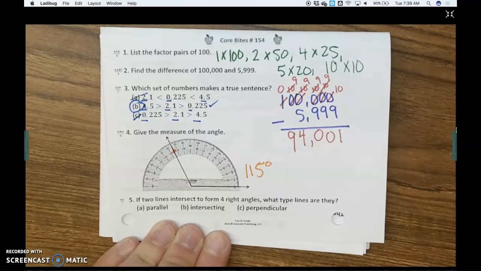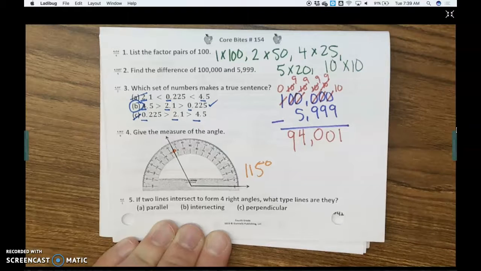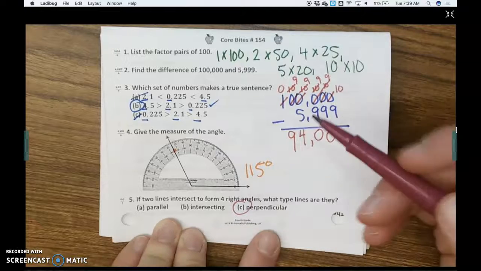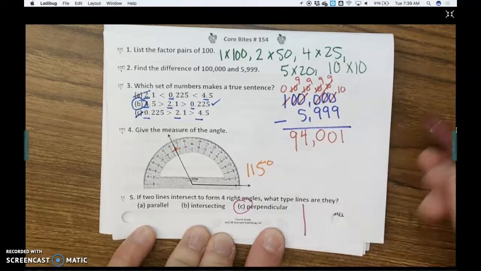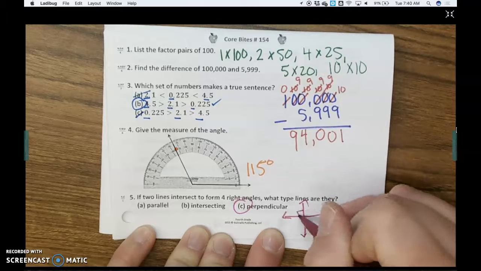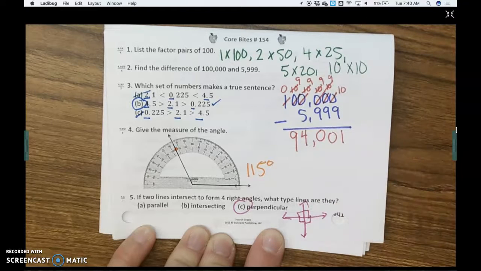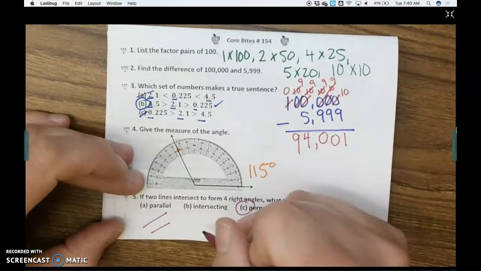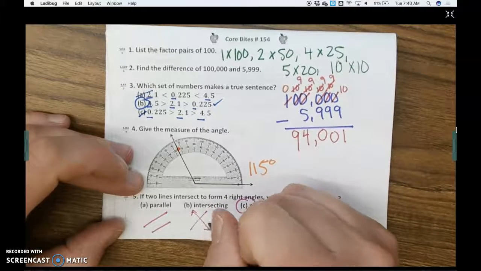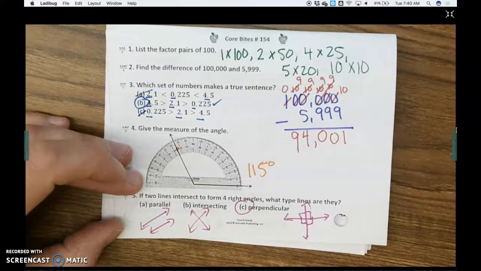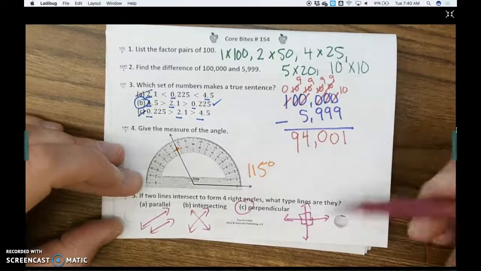And then for your last one, if two lines intersect to form 4 right angles, what type of lines are they? That's a great question. The answer for this one would be perpendicular. The reason is because if it's 4 right angles, just pretend they're straight lines, and you've got right angles, 90-degree angles all the way around, right? If you're doing parallel, it's like you're on the interstate. If you're doing intersecting, it's like you're at an overpass going over a bridge. So the only one that would work would be perpendicular.